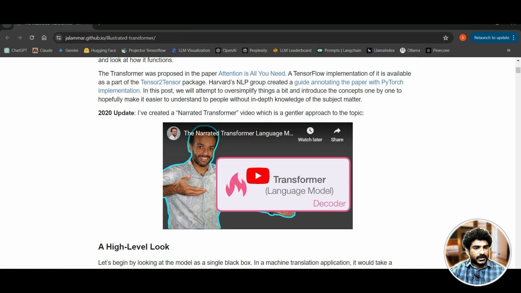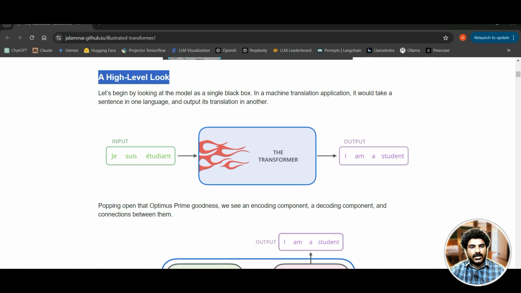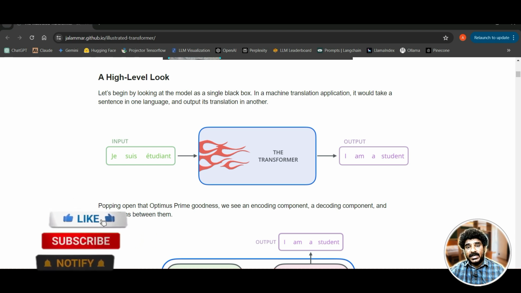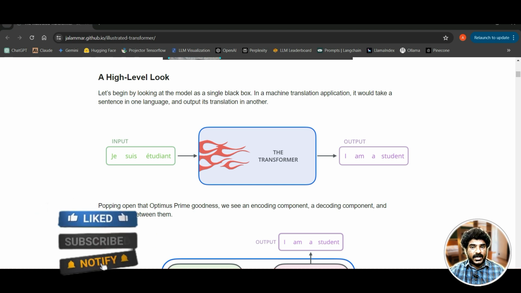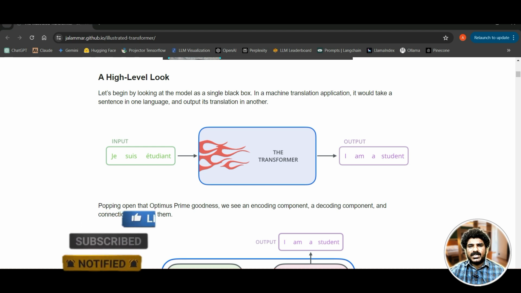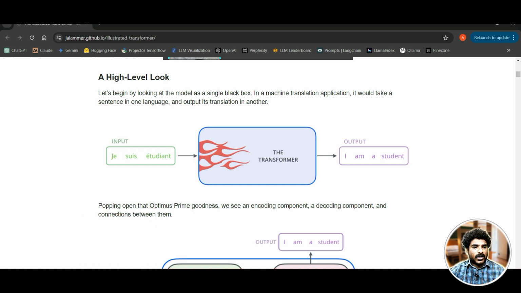So, at a high level, he has mentioned that a machine translation application would take a sentence in one language and output its translation in another language. So basically he is talking about the machine translation or language translation application. He has taken a small example: an input in some language is passed to the transformer, and it results in an output. So this is basically machine translation or language translation.